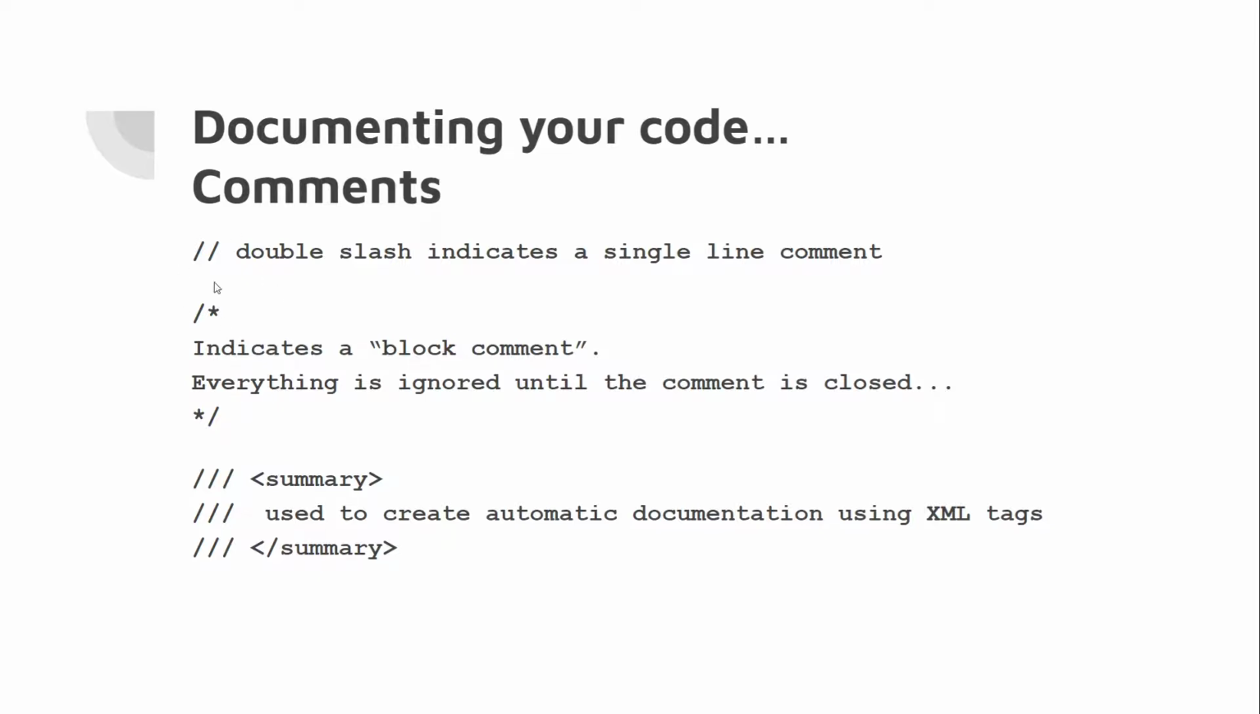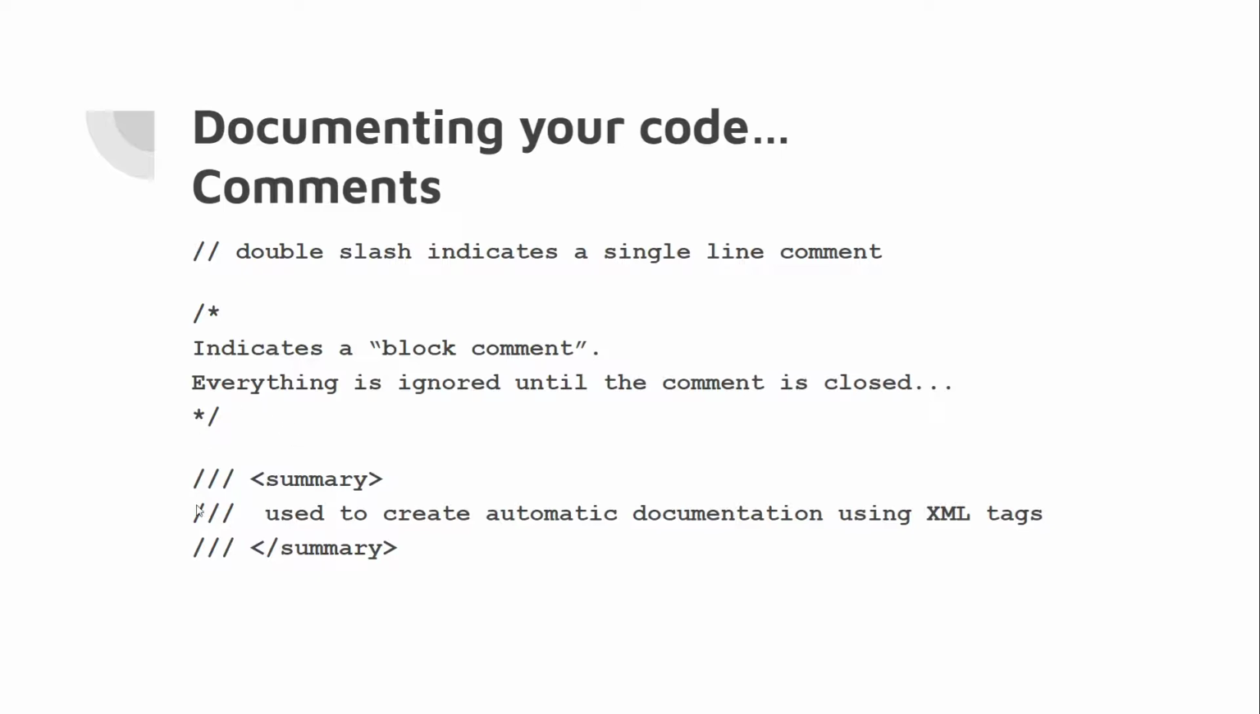Similar to a lot of other languages, we have the double forward slash, which indicates a single line comment, just like this. If you just wanted to put a quick comment on a single line, you can do that. Or you can use the slash asterisk, which will indicate a block comment. So everything is ignored until the comment is closed. So we have an open and a close comment. All right.